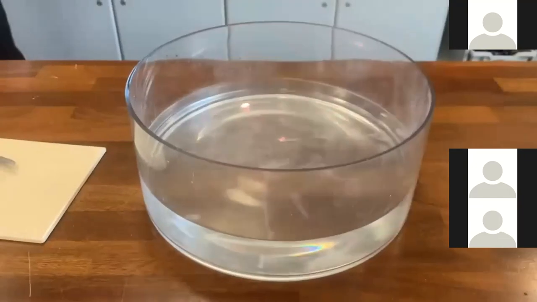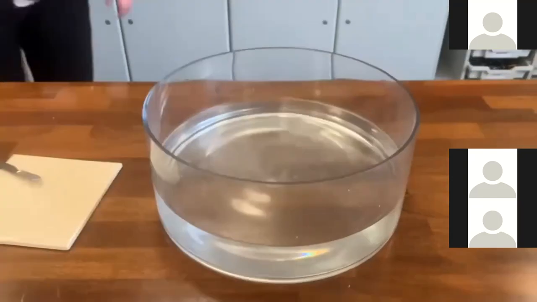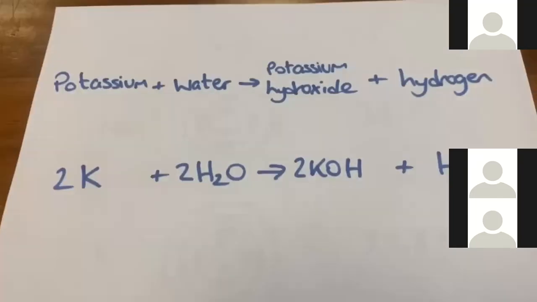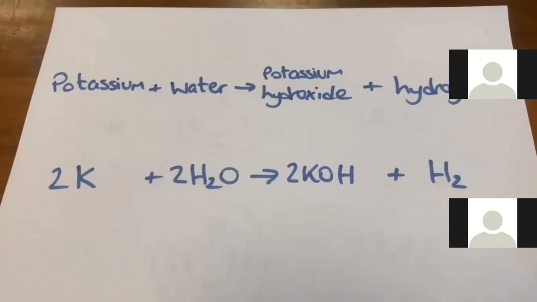Ooh, how's it going? And then our equation for potassium is potassium plus water equals potassium hydroxide plus hydrogen. So again, those equations are very similar, simple equations there as well.